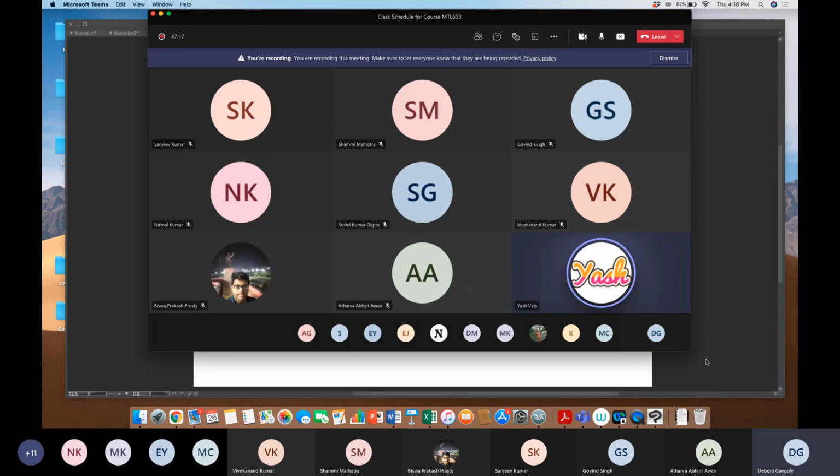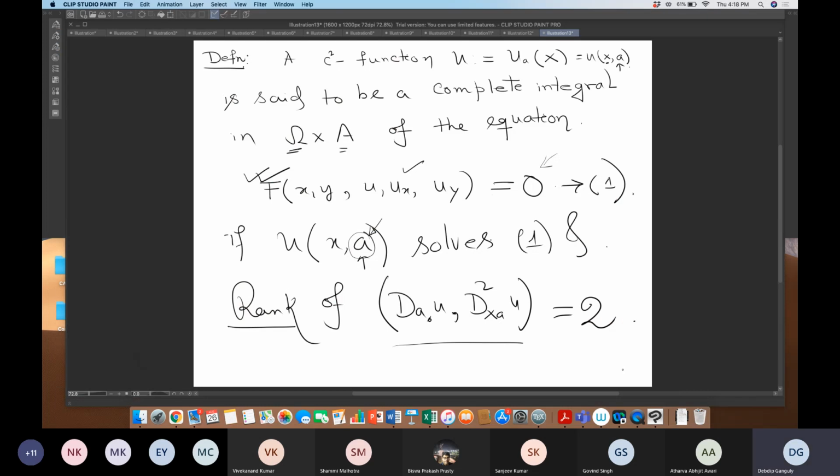Why rank 2 only? Because it's a 2 by 3 matrix, and if the rank is less, there is something called singular solutions. We will come to that. That is why we call them complete integrals and singular solutions. Is that clear? So there should not be any degeneracy in the solution. That is why we need the rank to be 2. Clear? Yes. We will see. Okay, example.